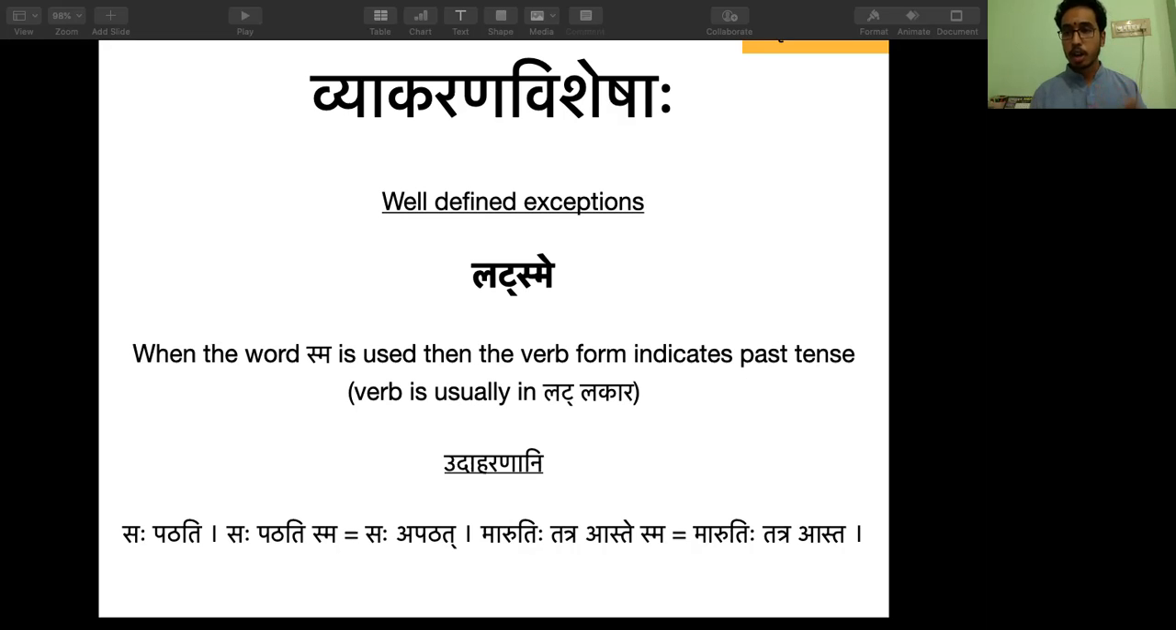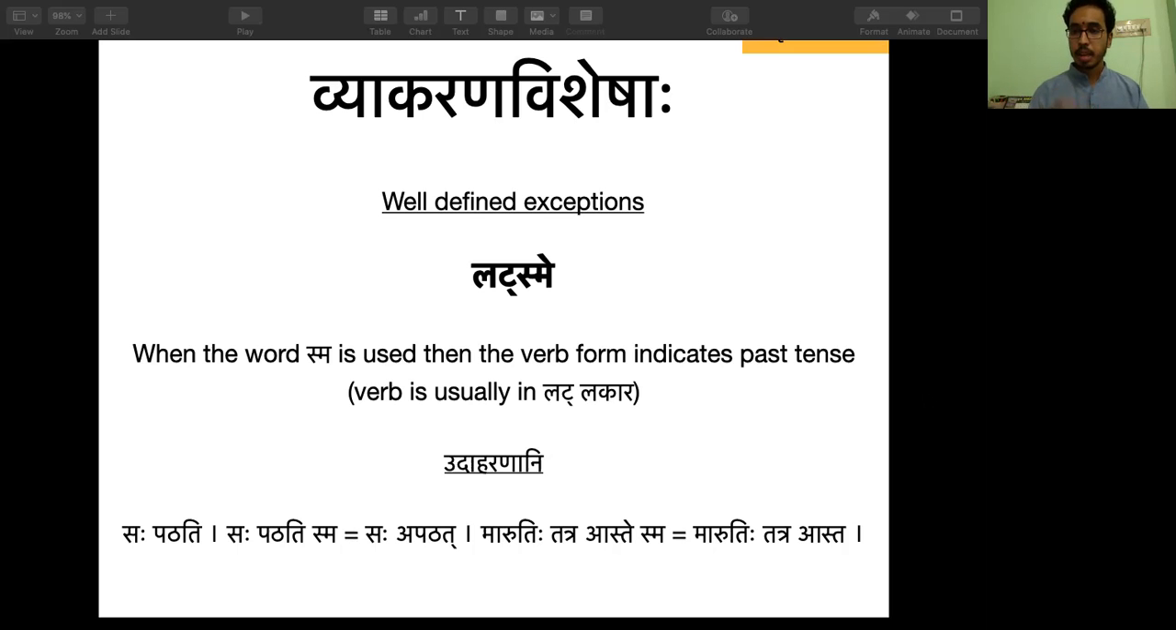Let's me. According to this rule, when the avyaya sma is used along with the latlakara kriyapada, the kriyapada will indicate past tense always. Example, saha pathati is present tense, he reads. Saha pathati sma is he read, which is an alternative to saha apathat. According to this Panini Sutra, whenever the avyaya sma is used in a sentence along with the latlakara kriyapada, the verb indicates past tense always.